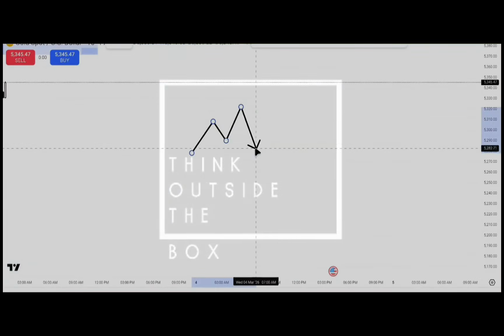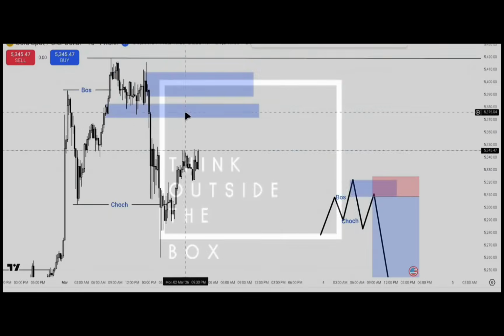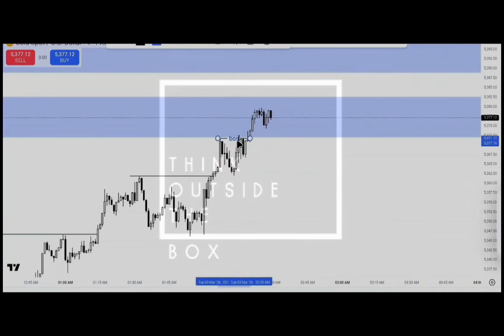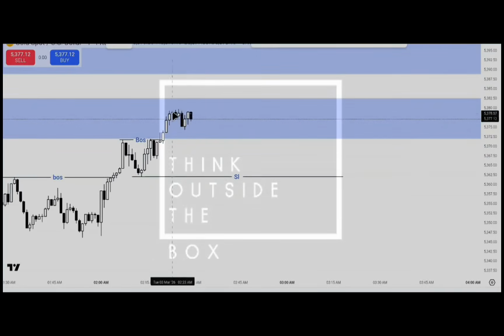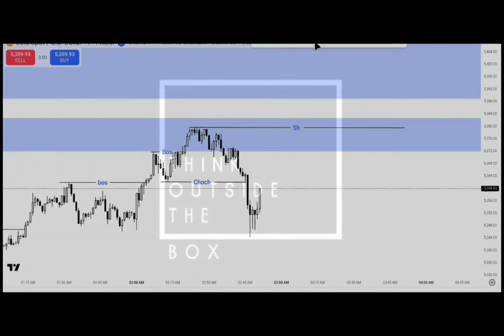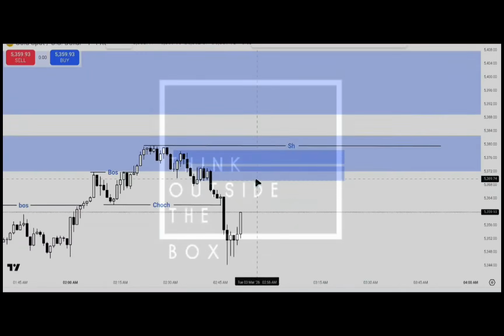I am not your regular SMC trader. I have taken a step further to modify the strategy, add new concepts, and introduce new rules into the game that are going to forever change the way you view the market and how you trade SMC strategy. Stay with me as I give you an advanced SMC strategy in 4 simple steps.